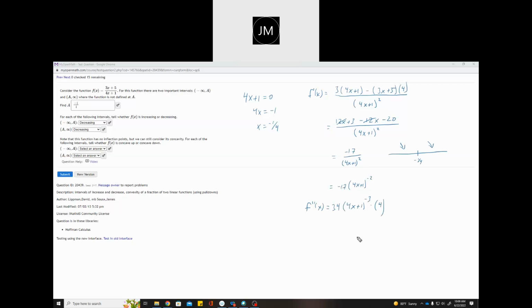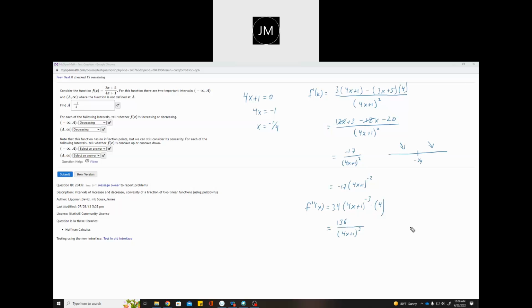Okay, so let's multiply 34 times 4. I think that's 136. And then we'll put this 4x plus 1 cubed in the denominator as a positive power. So there's a simplified second derivative.